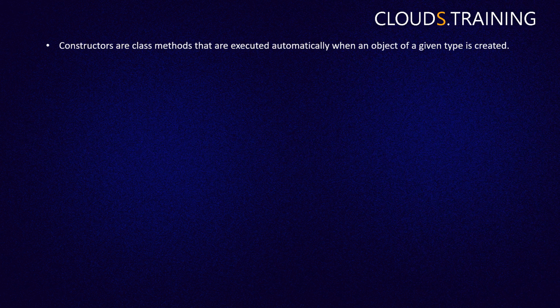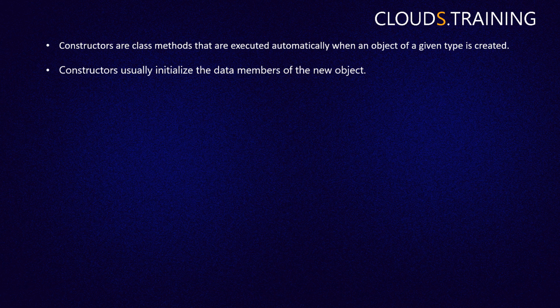Constructors are the class methods that are executed automatically when the object is created. That means whenever we instantiate our class, the constructor is the method which runs first. These constructors are useful to initialize the data members of that object. A constructor can run only once when a class is created.